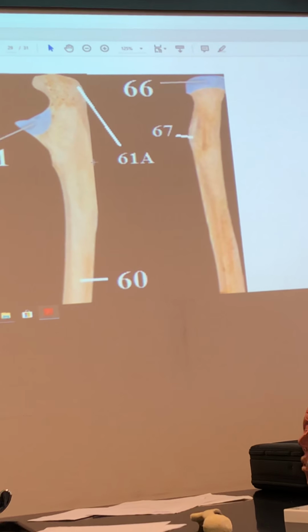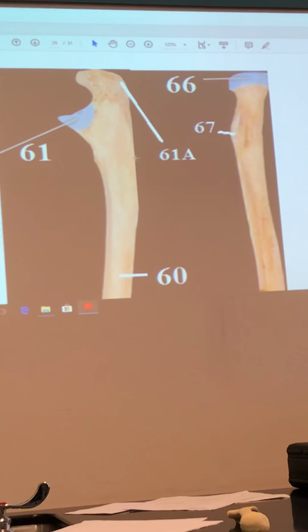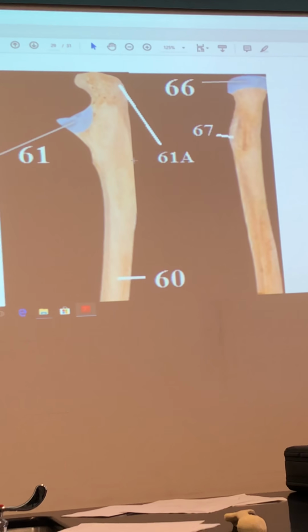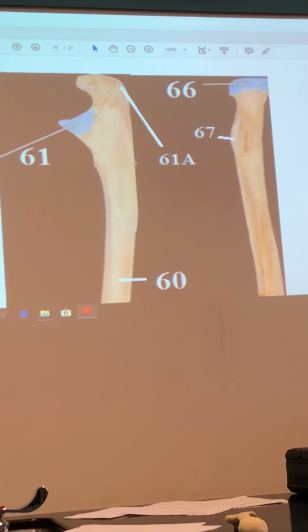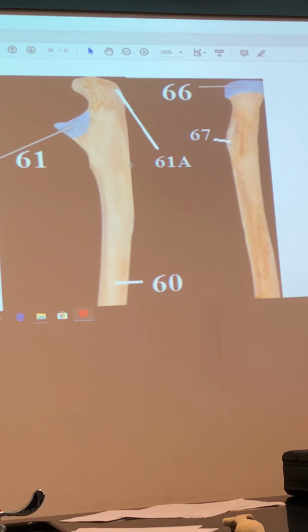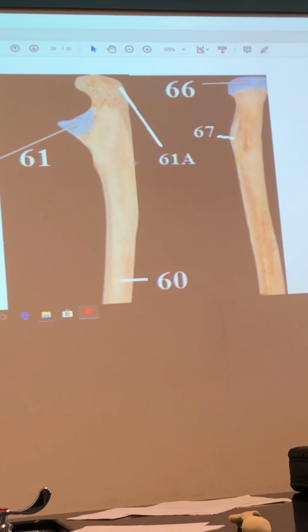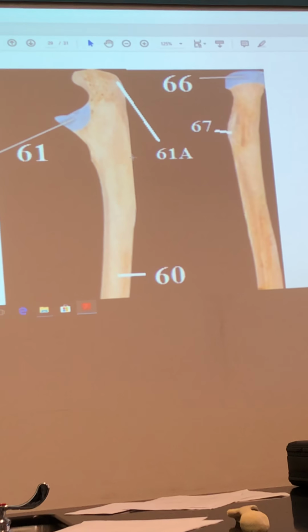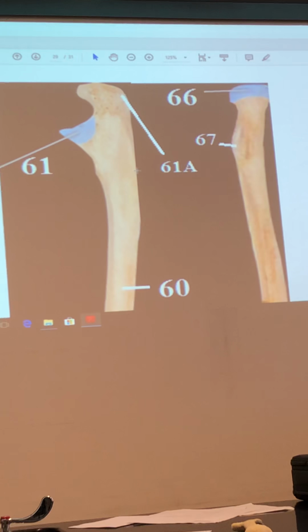Now we have the ulna on the left, radius on the right. 61 is the coronoid process of the ulna. 66 is the head of the radius, like the head of the boat, captain of the boat, capitulum. Okay, so 67, radial tuberosity. Incidentally, does anybody know what muscle attaches there?